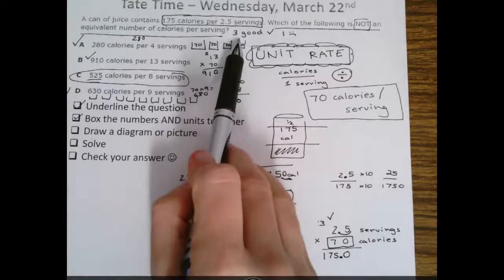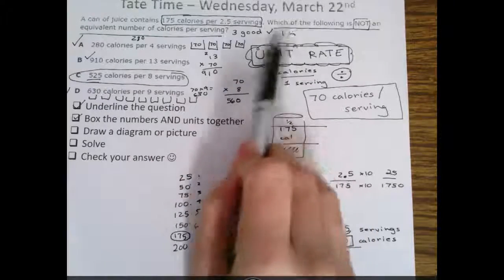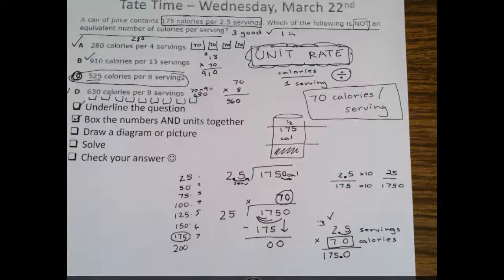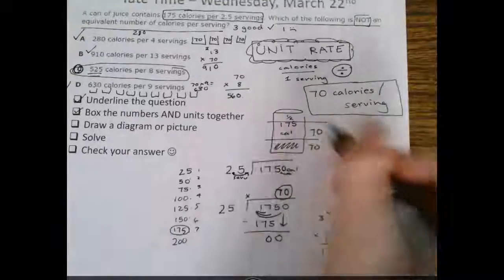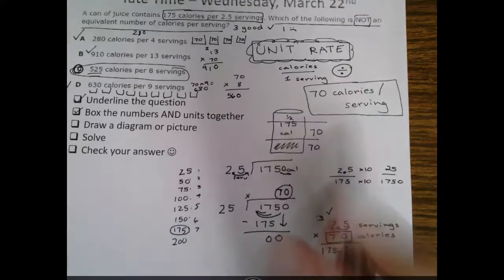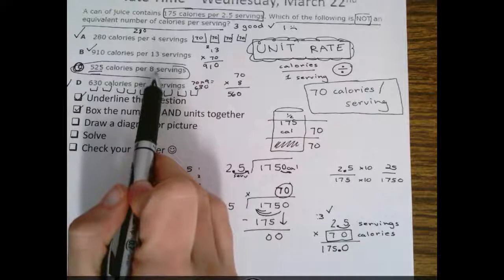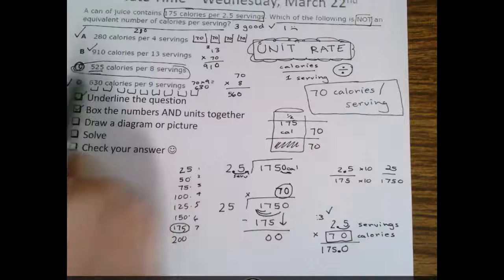So we have 3 good answers that match times 70, because that's our rule here, because it's our unit rate. And we have one answer that doesn't work, and that's answer choice C. Let's just recap to make sure we understand. We took our total, which was 175, and we divided it by 2.5. When we did that, we realized that there was 70 calories in every single serving. So 70 was the number that we could multiply by to figure out our calories per the certain number of servings. 8 times 70 makes 560, which is not 525, so this is not an equivalent number of calories per serving.